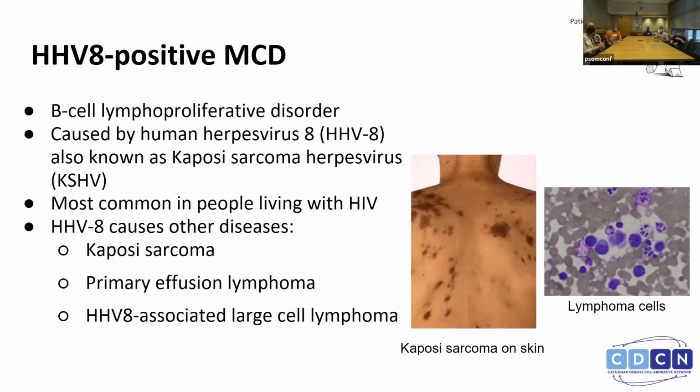All right. So I know that Dr. Fajgenbaum talked a lot about the different types of Castleman disease this morning, but I just want to make sure we understand exactly what HHV positive MCD is. MCD stands for multicentric Castleman disease. Okay, so this is not a cancer. It is a lymphoproliferative disorder of B cells.